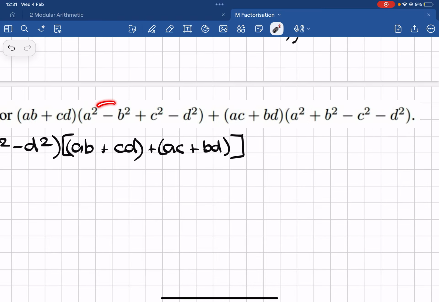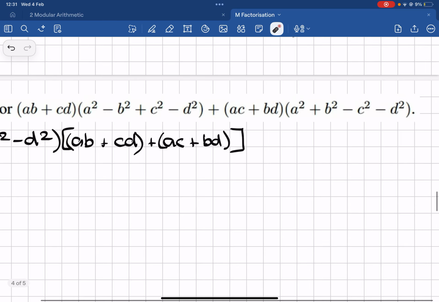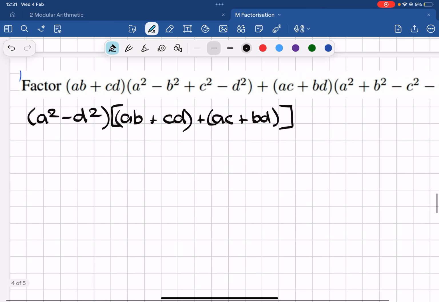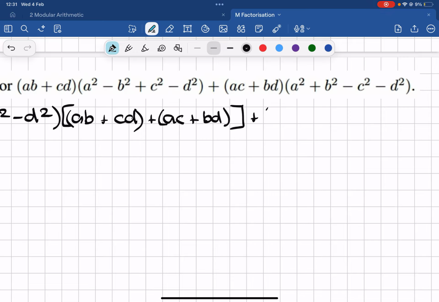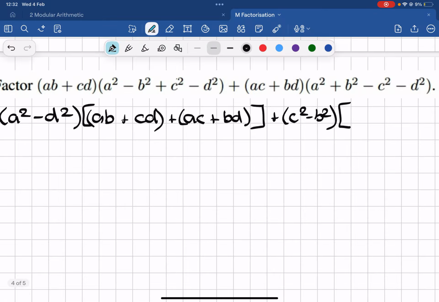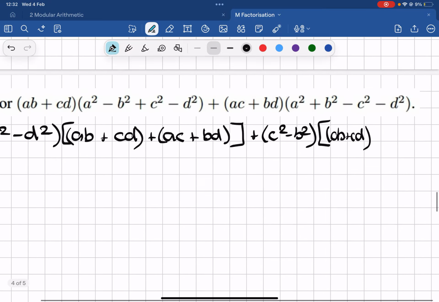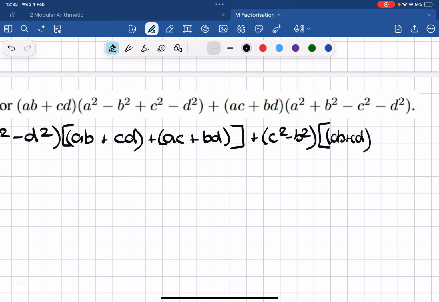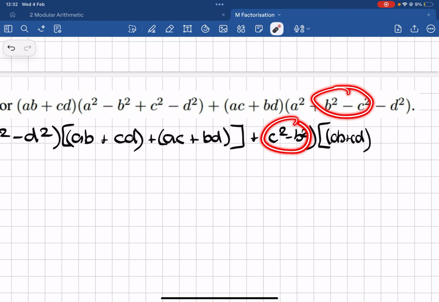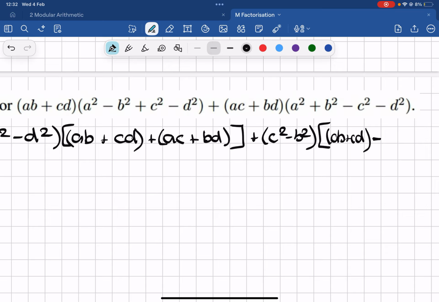Notice that the difference between these two is just that one is times by -1 of the other. So we can continue to factorize here by saying plus c squared minus b squared. Then factorize the rest out. The first one has a c squared minus b squared here, so we can simply factorize out ab plus cd. And then here, we've got b squared minus c squared, which is times -1 of that. So we take the negative of ac plus bd.